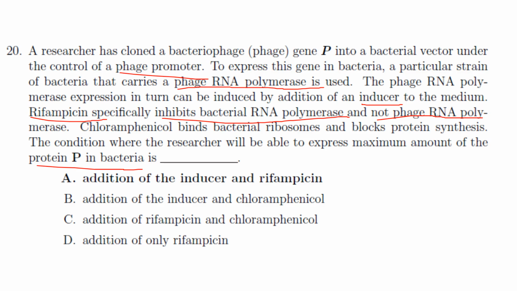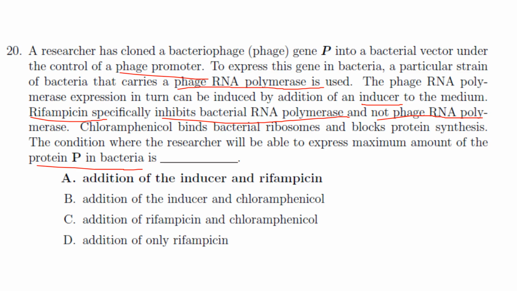Now what the experimenter will do is add rifampicin there, so that bacterial RNA polymerase is inhibited. So only phage RNA polymerase will be there. It will bind to the phage promoter. Gene P will be transcribed. So protein from gene P will be produced at maximum. Now for the phage RNA polymerase to be active, he has to add an inducer into the medium. So he has to block bacterial RNA polymerase by adding rifampicin, as well as add an inducer so that the phage RNA polymerase will be activated.